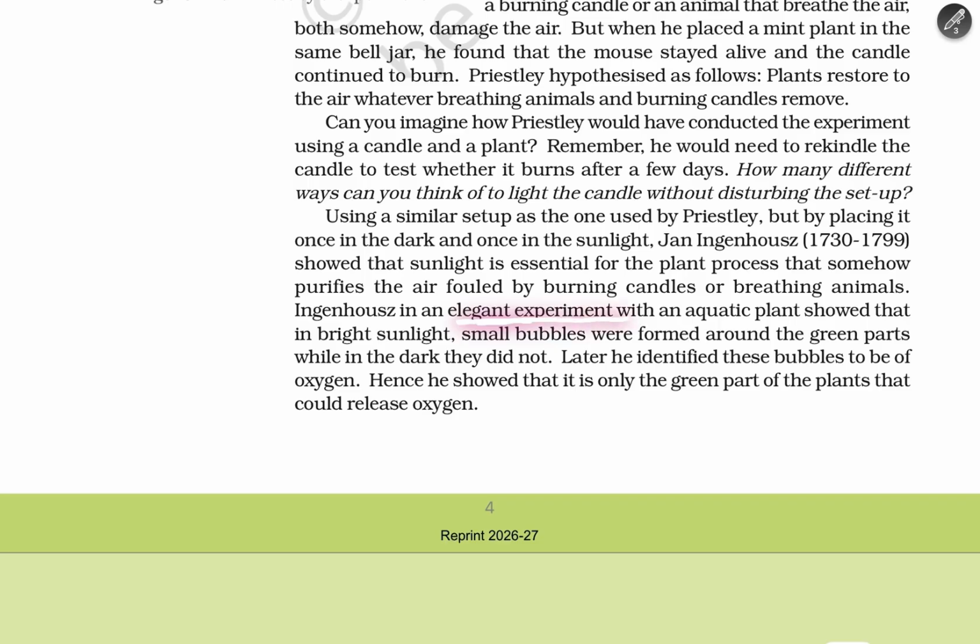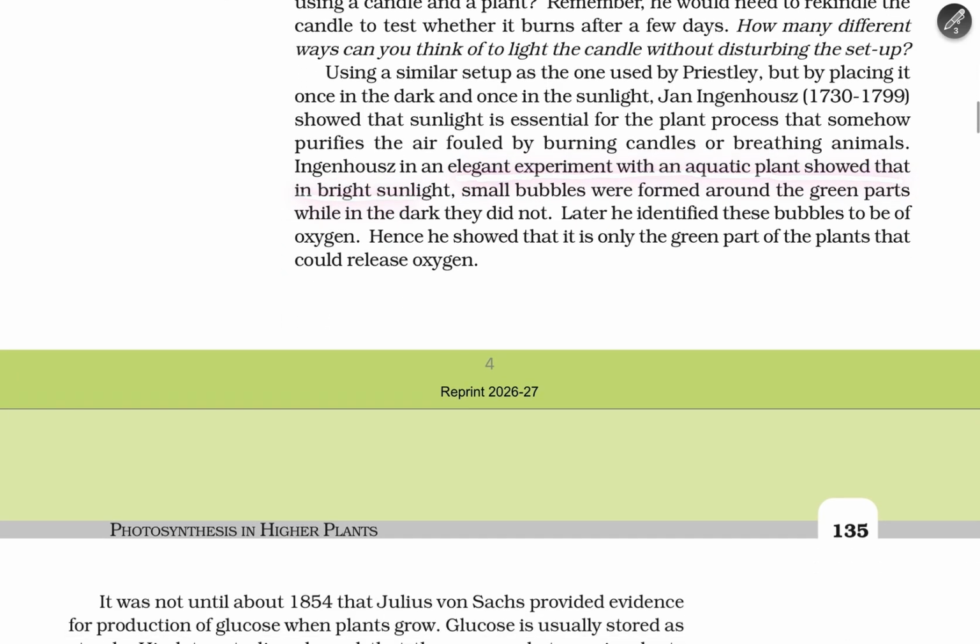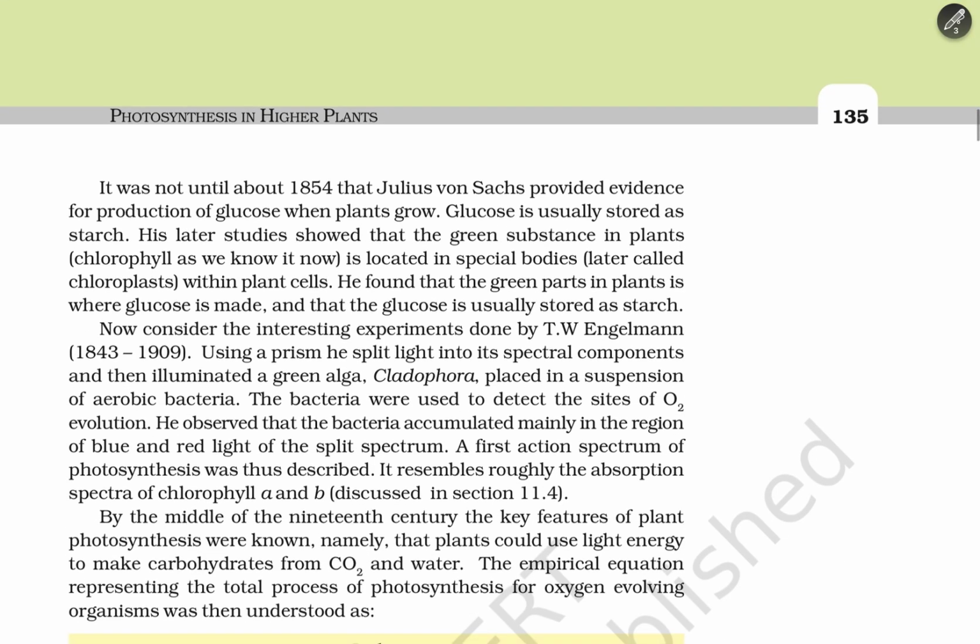Ingenhousz, in an elegant experiment with aquatic plants, showed that in bright sunlight, small bubbles were found around the green parts of the plant, while in the dark they did not. Later he identified the bubbles to be oxygen. Hence he showed that it is only the green part of the plant that could release oxygen.